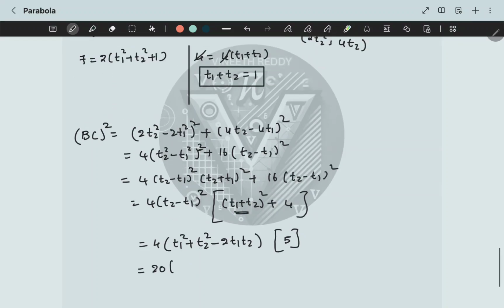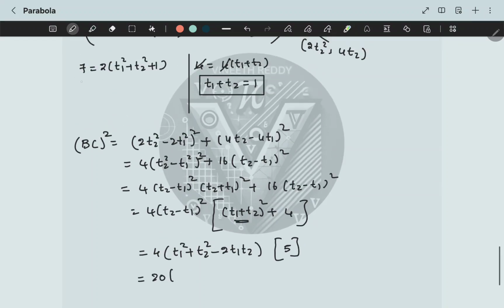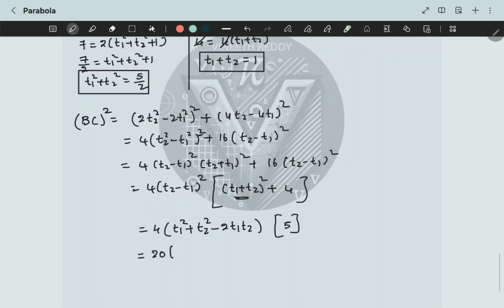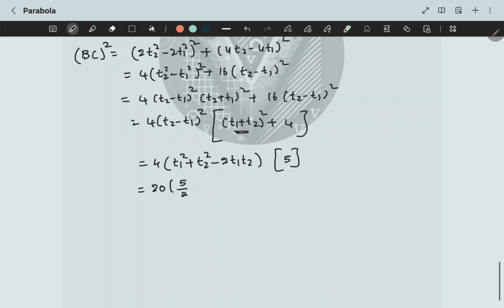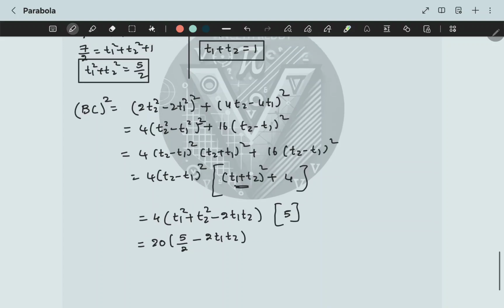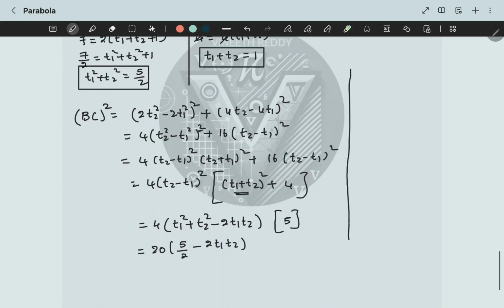Now we need the value of t1 square plus t2 square. That we can easily find. 7 by 2 is equal to t1 square plus t2 square plus 1. Which means t1 square plus t2 square is 7 by 2 minus 1, which is 5 by 2. Okay, this also we got. So here we can write 5 by 2 minus 2 times t1 t2. So if I can get the value of t1 t2, then the question is solved.